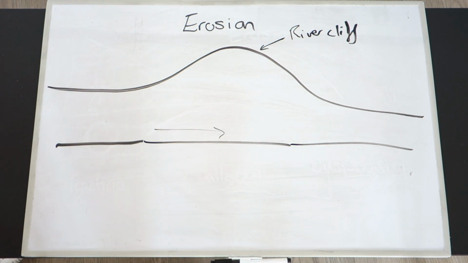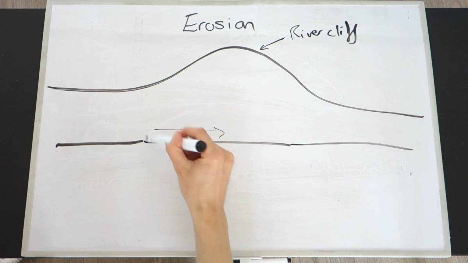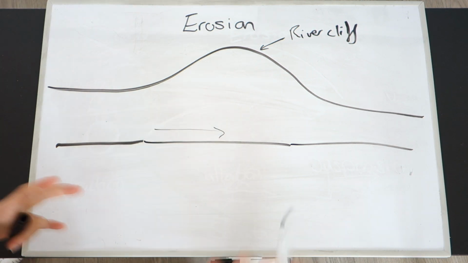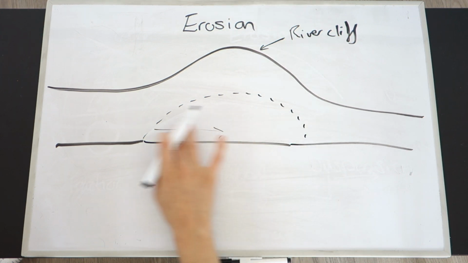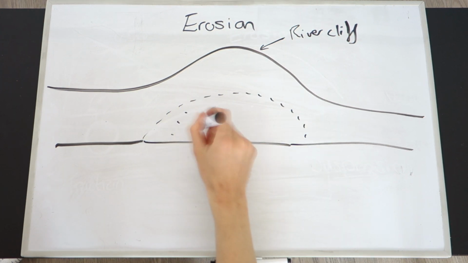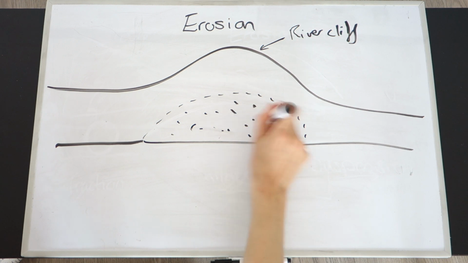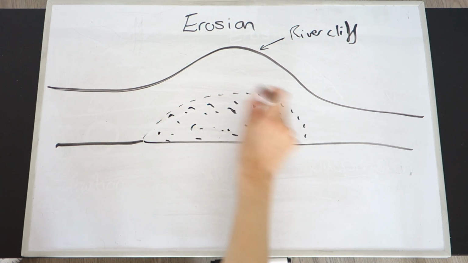Now this side of the river, remember, the water was flowing slower, the velocity was lower, and the river had less energy. And what does a river do when it has less energy? Well, it deposits. It puts the load that it was carrying down because it's not got enough energy to carry it. So we get a whole area here full of deposited material.